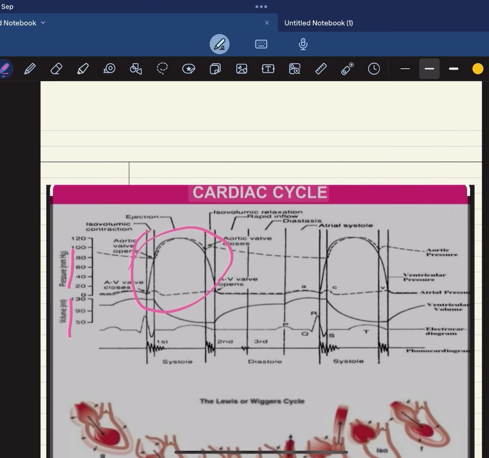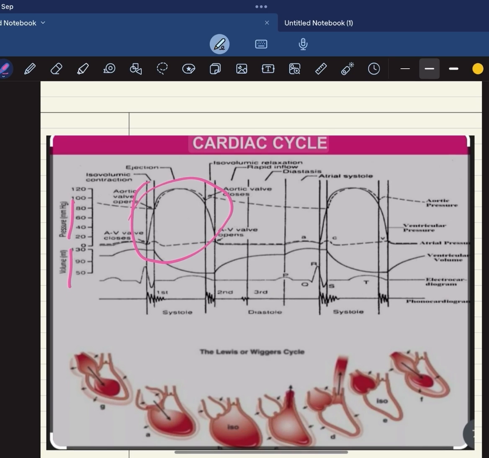So after this, we move on to our Wiggers diagram, and we can see here that this is the volume graph and this is the pressure graph. What happens is, it starts with the closure of the aortic valve, and this is where your systole is starting. Further simplifying it, this is where the systole happens when the mitral valve is closed and the isovolumetric contraction takes place. Then the aortic valve opens and the ejection takes place.